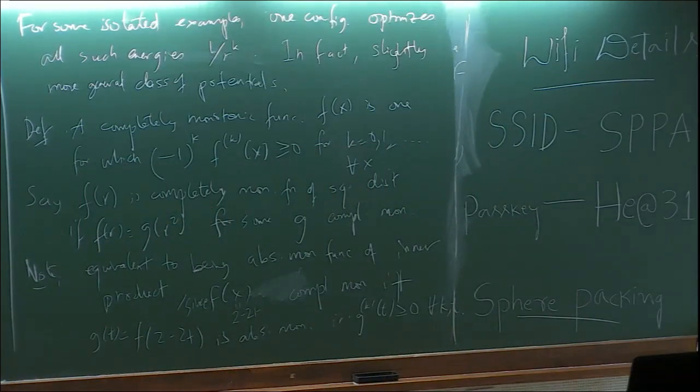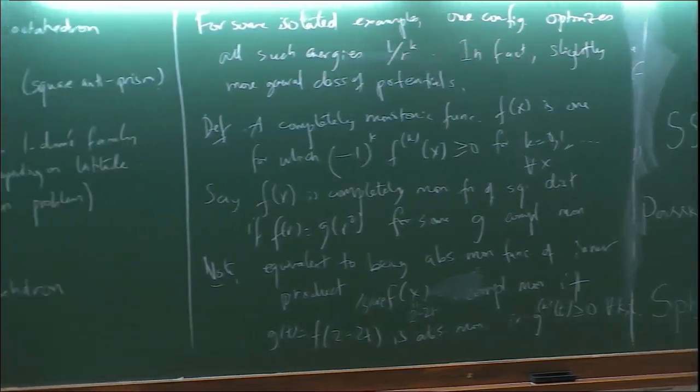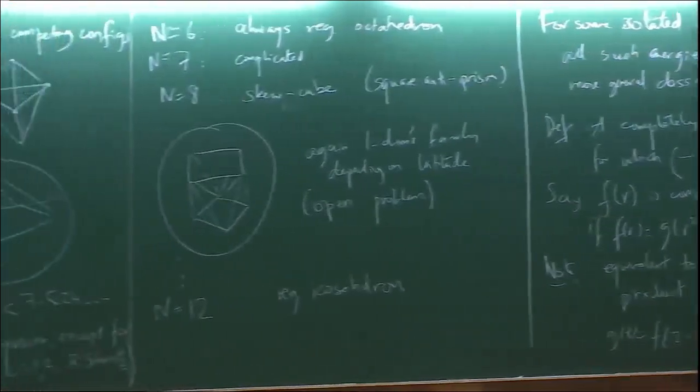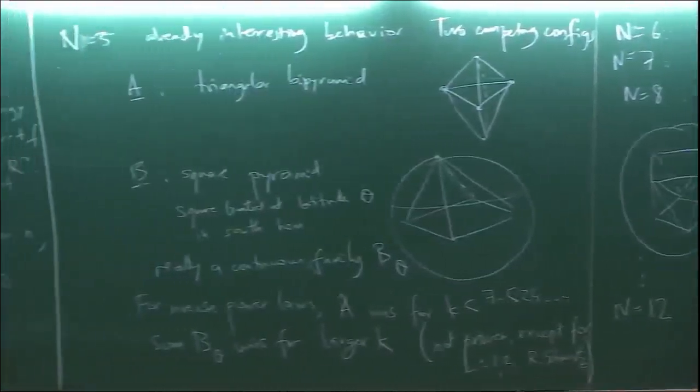All right, so let me now make the definition that something is universally optimal. Say C is universally optimal if it minimizes potential energy for all completely monotonic functions of squared distance. So that's what universally optimal is.